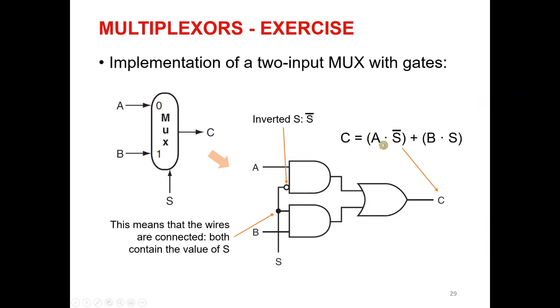So we have input A and S negated, and we do an AND. Then we have input B and input S, and we have another AND gate, and we have an OR gate for those two parts, and this will give us the final output C. Okay, makes sense?